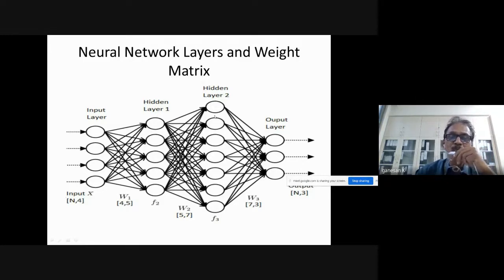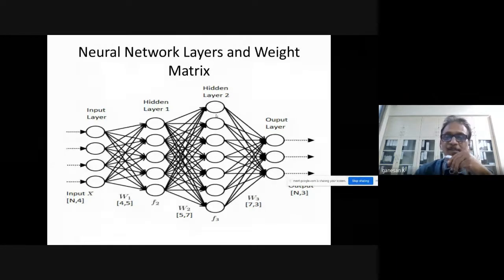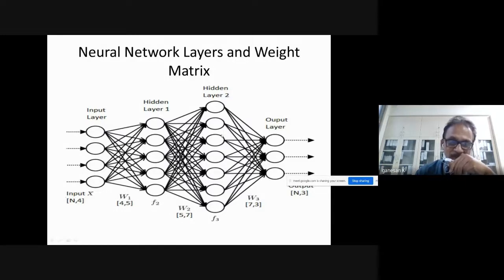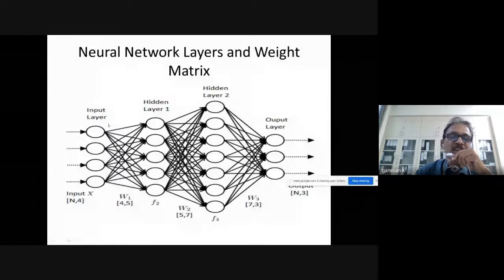When you have many layers, we normally call it a deep learning architecture. When you have very few layers, we call it a neural network architecture. Of course, there are other differences, which I will come to a little later. So the whole crux of the game is here.